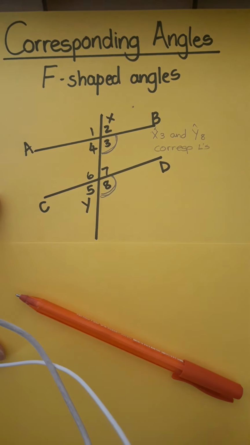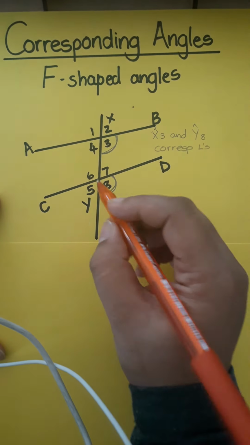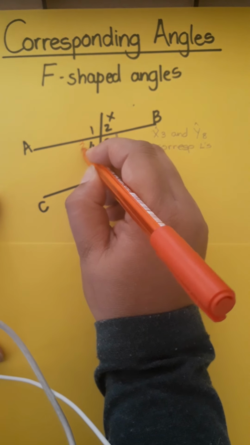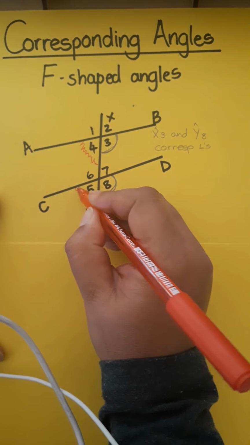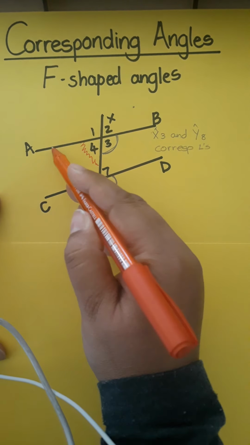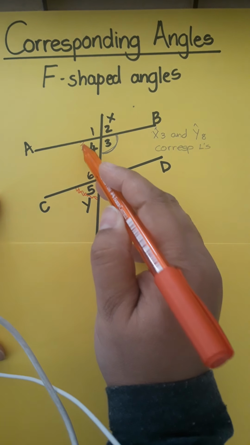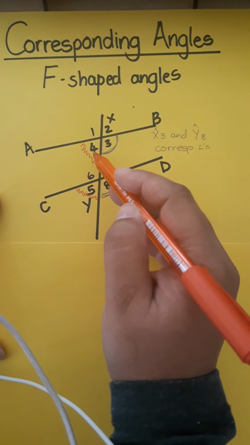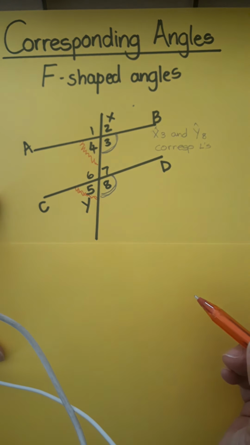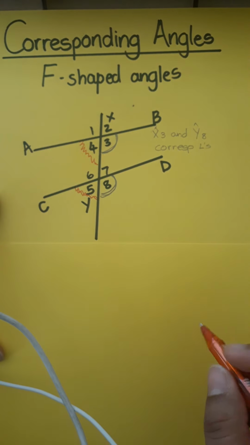Can you spot any other corresponding angles? Yes, we have this X4 and Y5, right? This is a back to front F. So we have Y5 being equal to X4. Those are corresponding angles. I can also find others.